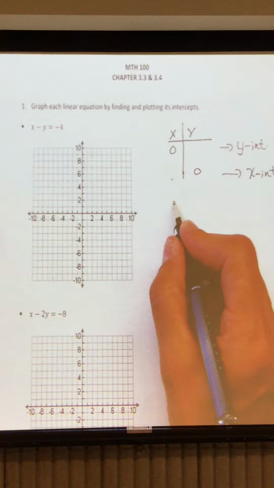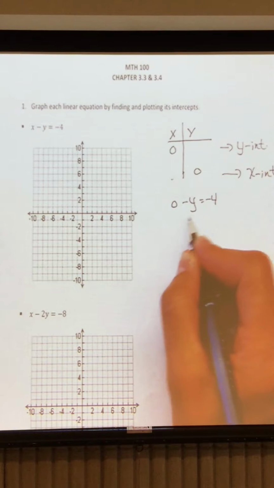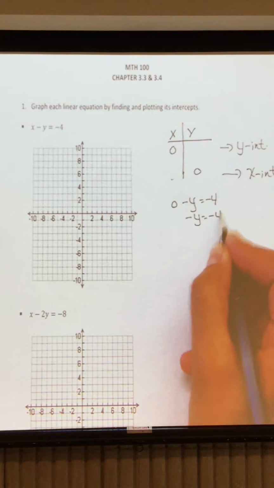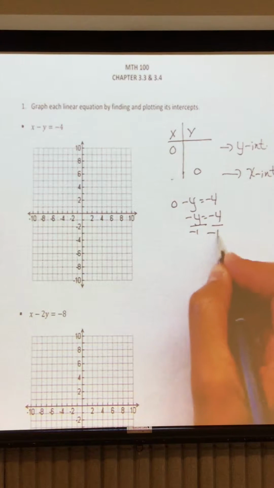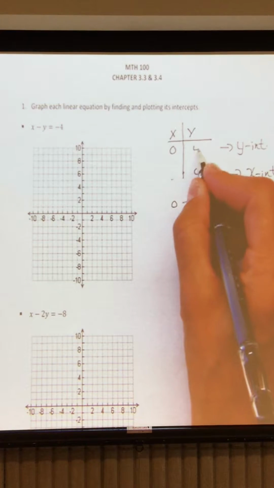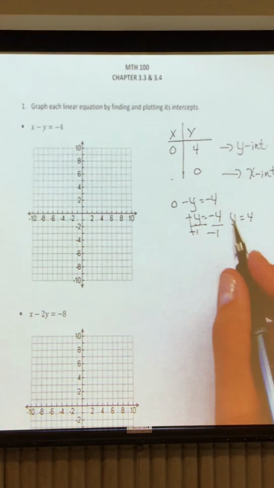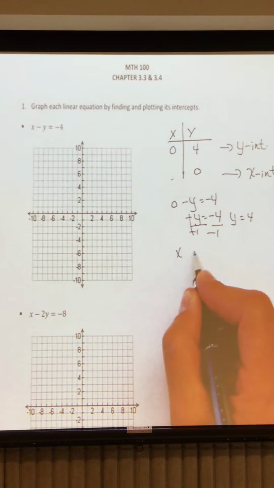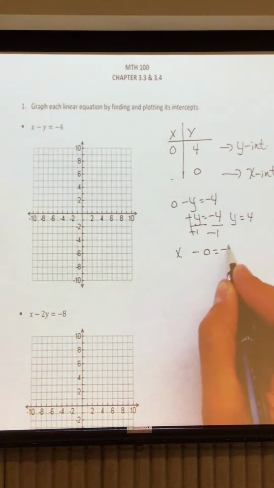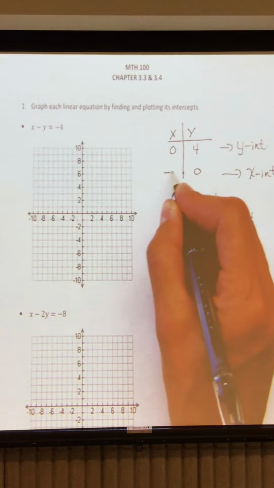So let's substitute 0 into the equation. We have 0 minus y is equal to negative 4. Negative y is equal to negative 4. Divided by negative 1, y is equal to 4, which is your y-intercept. Now plugging the y, which is 0, into the equation, you have x minus 0 is equal to negative 4. Therefore, x is equal to negative 4.